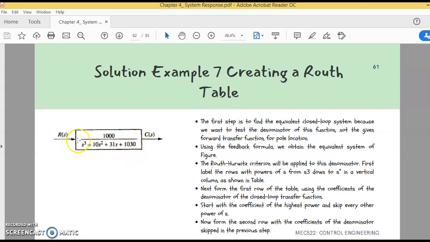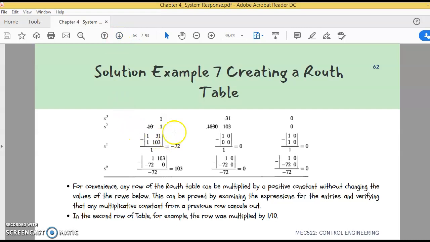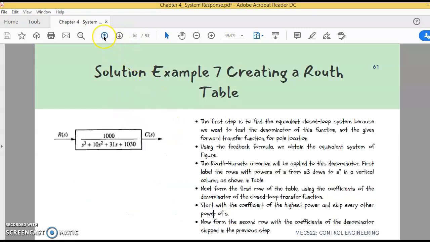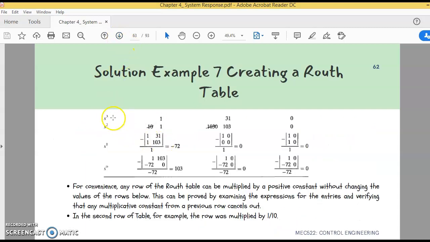So kita susun dia. So this one 1, 10, 31, 1030. And then this one the highest S3, so you susun dulu. S3, S2, S1, S0. So 1, 31, 0.